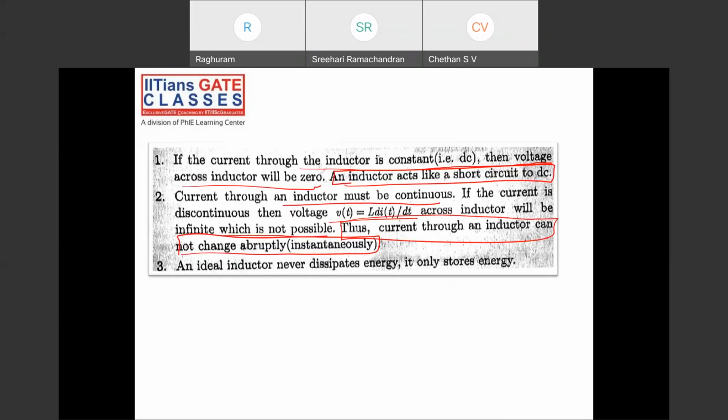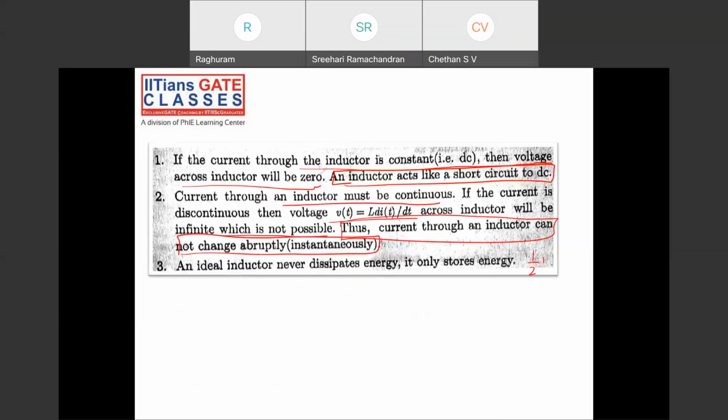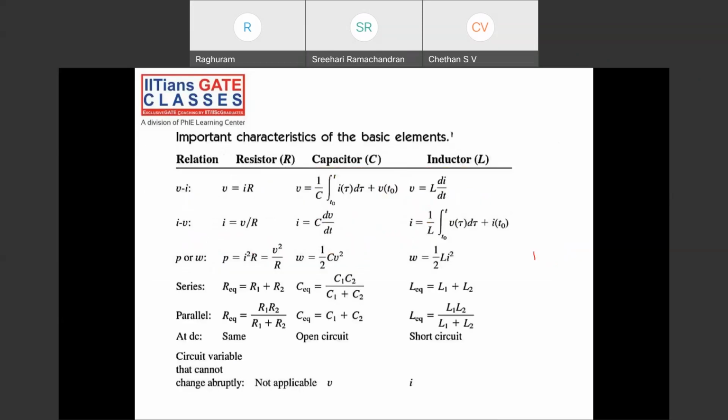So an ideal inductor never dissipates energy, it only stores it, which is equal to half L i square. Summarizing, important characteristics of basic elements R, L, and C. V is equal to IR; V equal to 1 by C integral I dt plus V at t equal to 0. That's what I'm saying. This is a transient thing.